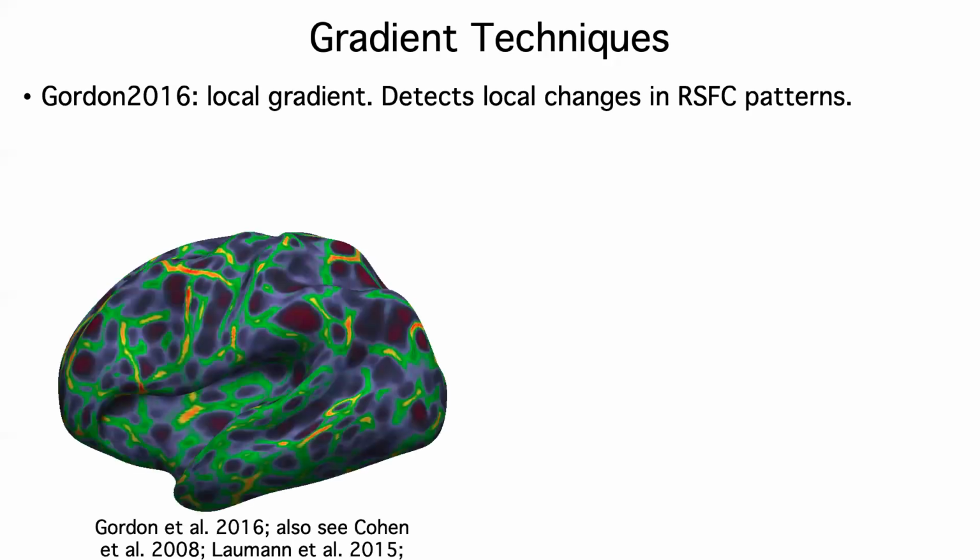I will first introduce two gradient techniques. We first consider the local gradient approach pioneered by Steve Petersen's group. The local gradient approach detects the local changes in functional connectivity patterns. This figure is an example of the gradient map. Bright color indicates rapid change in functional connectivity at that location, and dark color indicates slow change in functional connectivity at that location.